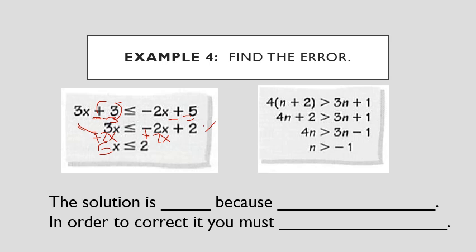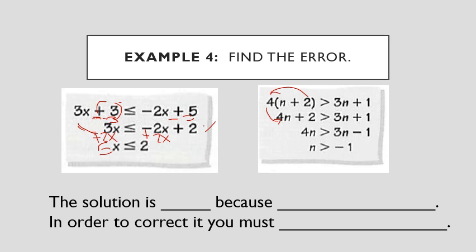Now for this next one, first thing we need to do is distribute. So this should have been 4n, oh, there's a mistake. It should have been 4n plus 8. They did not distribute all the way through, which means they probably messed up the rest of the problem because they did not distribute all the way.